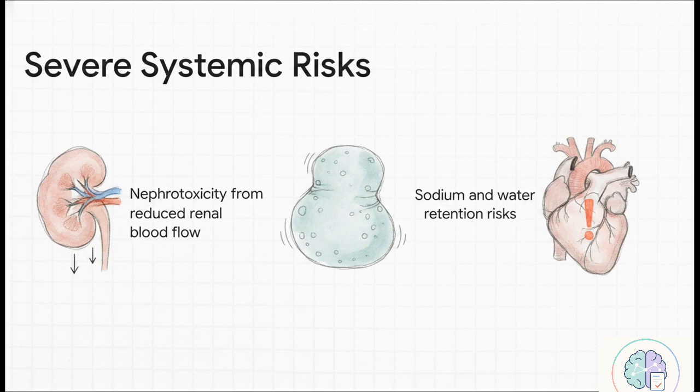Wrapping up with characteristics 8 and 9, which cover some pretty severe systemic risks that require your constant vigilance. NSAIDs cause sodium and water retention by reducing the synthesis of renal vasodilator prostaglandins. This reduces blood flow to the kidneys, inviting nephrotoxicity, interstitial nephritis, and hyperkalemia. Plus, non-aspirin NSAIDs uniquely elevate the cardiovascular risk for heart attacks and strokes, so careful patient selection is a must.